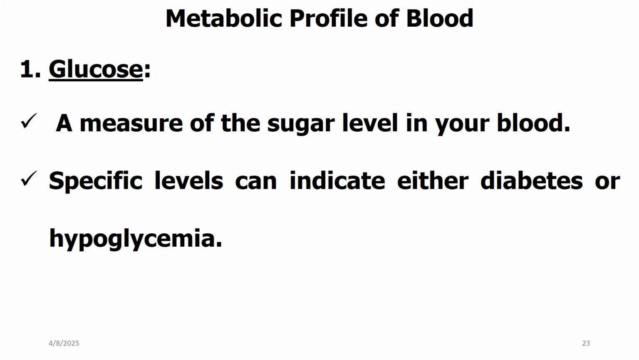Number one in the metabolic profile of blood is glucose. It is a measure of the sugar level in the blood. Specific levels can indicate either diabetes or hypoglycemia. When it is above a certain threshold, diabetes can be indicated. And if it is below that threshold, hypoglycemia can result. Both of them are disease conditions.